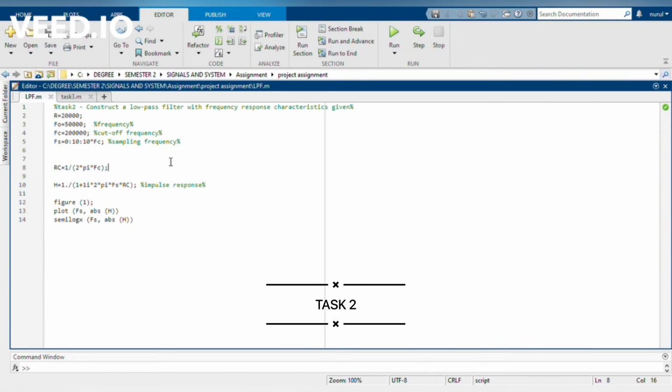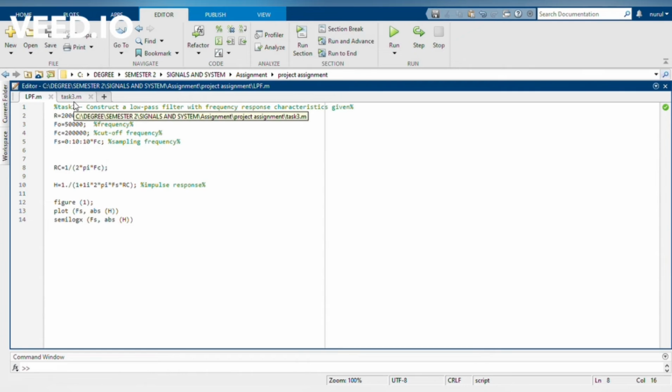My name is Nur Shahira binti Harun Kamal with metric number CE210105. So I'm going to present a simulation for our project assignment for task 2 and task 3. For task 2, we are asked to construct a low-pass filter with frequency response characteristic given in the questions.